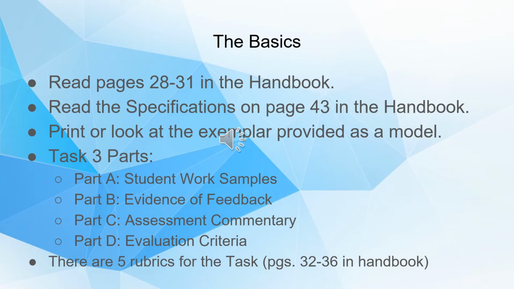For Task 3, you're going to have 4 parts. The first is going to be student work samples. So this is literally a copy of the work that your students have done. Part B is going to be evidence of your feedback to them. And again, we'll go over this more, but this can be a video or it can be a written document. Part C is going to be your assessment commentary. This is where you're actually going to write your explanation for all of your assessment. And then Part D is going to be your evaluation criteria. So this is the checklist or rubric that you used for your assessment.